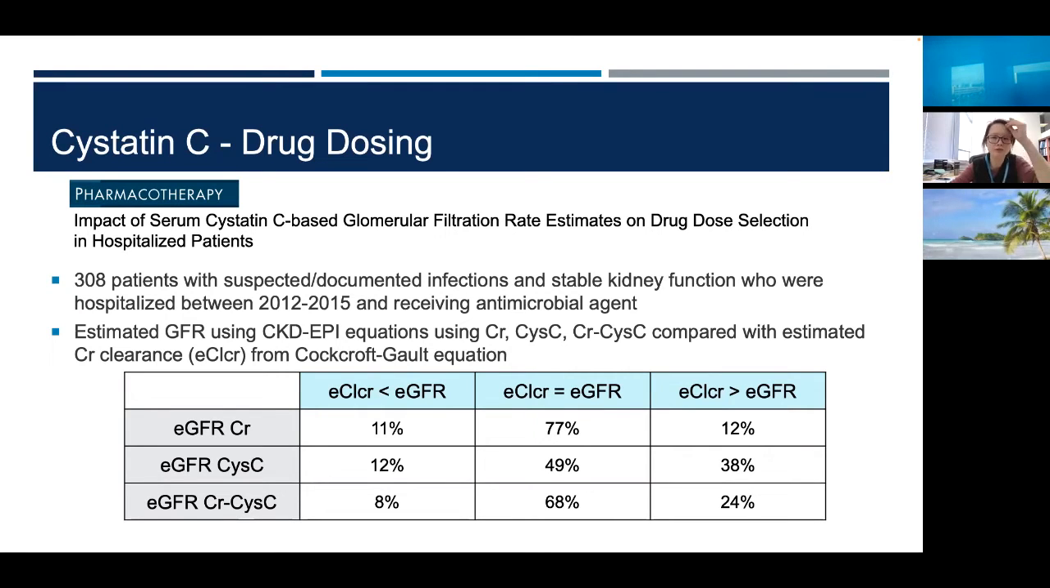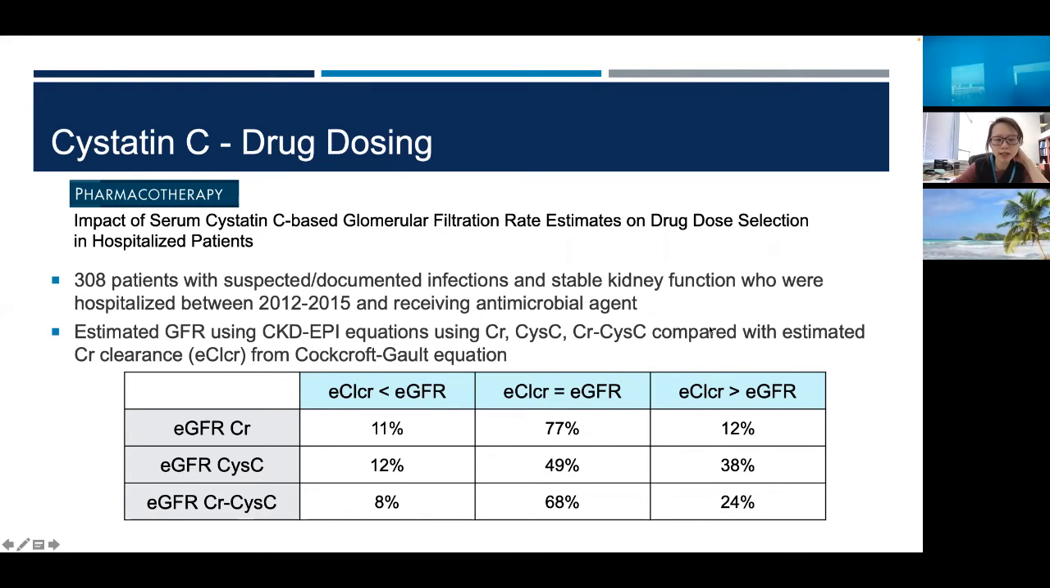That's published in Pharmacotherapy in 2018. They look at whether eGFR using the CKD-EPI equation, with creatinine, cystatin C, or combined, compares with the estimated creatinine clearance using the Cockcroft equation, which is the equation they use in their hospital.